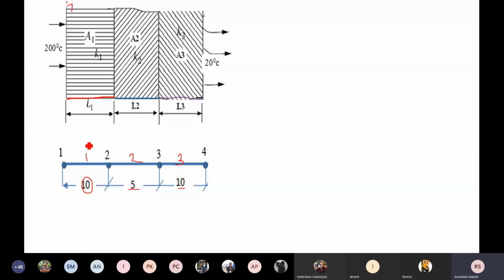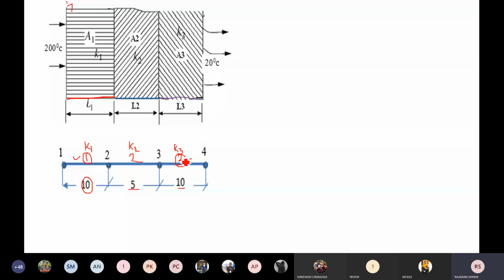Now conductivity of the first element, it is the conductivity of the first material, it is K1. Conductivity of the second element, it is K2. Conductivity of the third element, it is K3. Now if you observe this one here, properties of the first element and third element are same. That means first element is same to the third element.